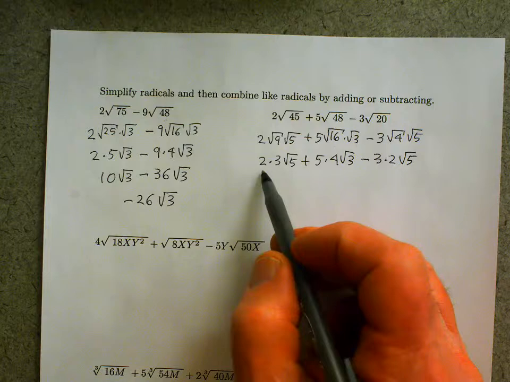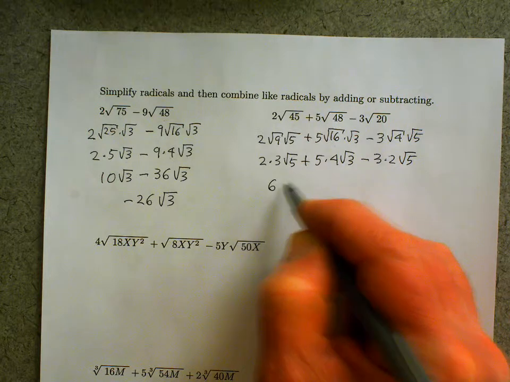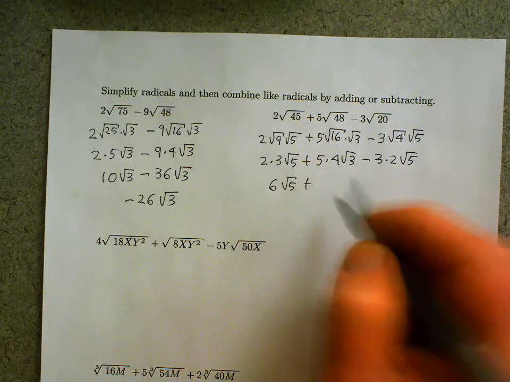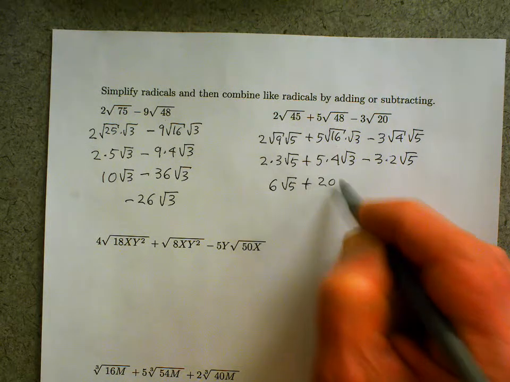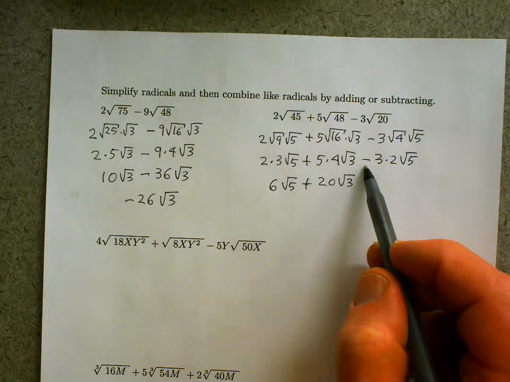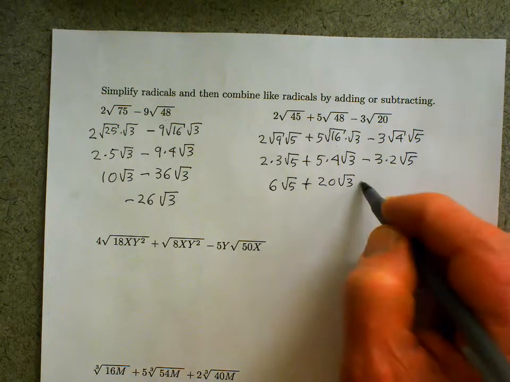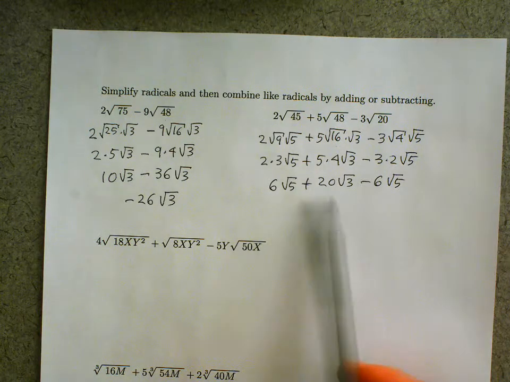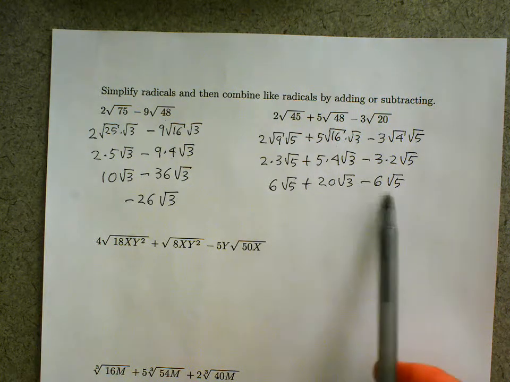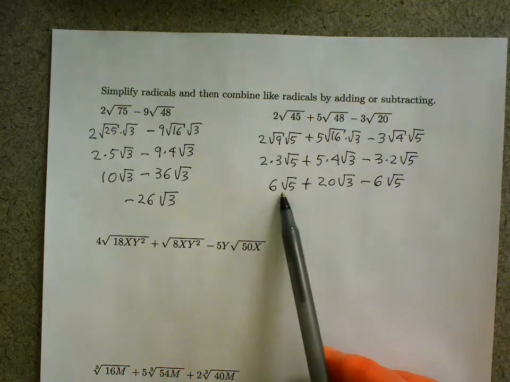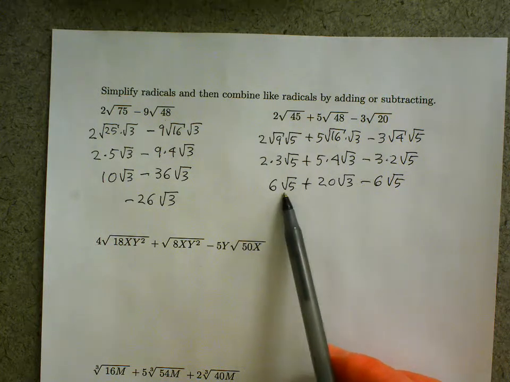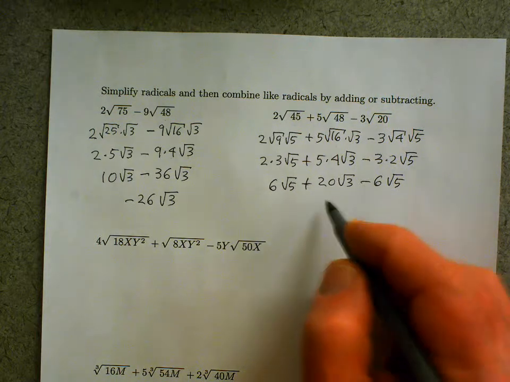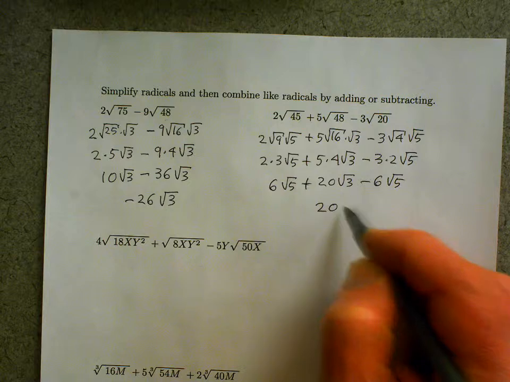Then 2 times 3 times the square root of 5 is 6 times the square root of 5. And plus 5 times 4 times the square root of 3 is plus 20 times the square root of 3. And then minus 3 times 2 times the square root of 5 is minus 6 times the square root of 5. Notice that not all 3 are like radicals, but 2 of them are. So we can simplify 6 times the square root of 5 minus 6 times the square root of 5, which is 0. And so we end up with 20 times the square root of 3.